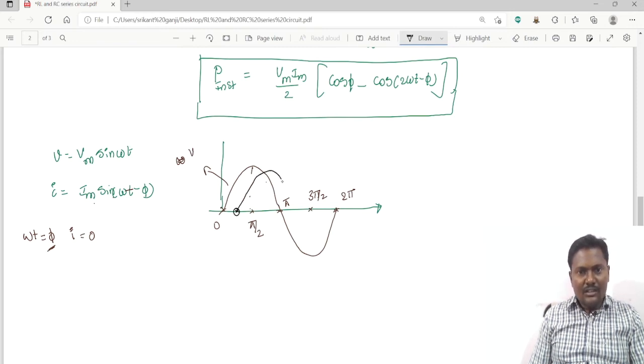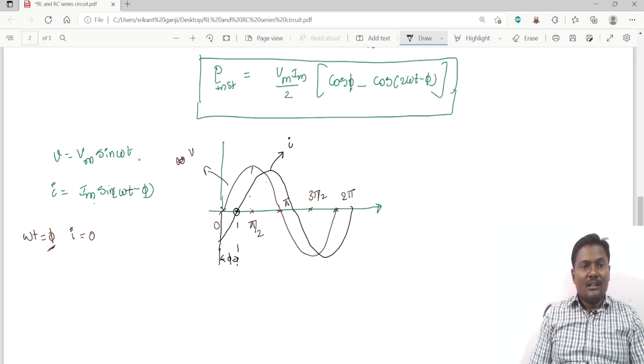So this is the waveform of current, which lags the voltage. See, this angle is phi, called the phase angle. This is the waveform of current. The current lags at an angle of phi.